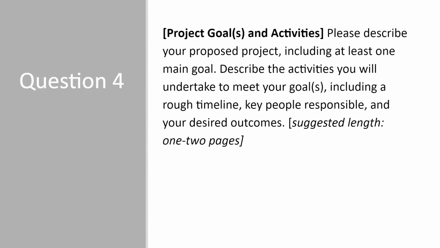We move to question number 4. On goals and activities, we want you to describe your proposed project and include at least 1 main goal. Describe the activities you will roll out to meet your goal or goals, and include a rough timeline, key people who will be responsible, and your desired outcomes.